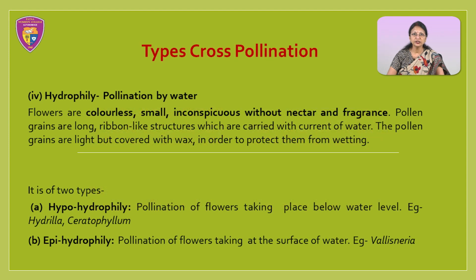Floral adaptations in hydrophilous flowers. Like the anemophilous flowers, here also the flowers are colorless, small, inconspicuous, without nectar and fragrance because they do not have to attract insects. Pollen grains are long, ribbon-like structures which are carried with the current of water. The pollen grains are light but covered with wax in order to protect them from wetting.